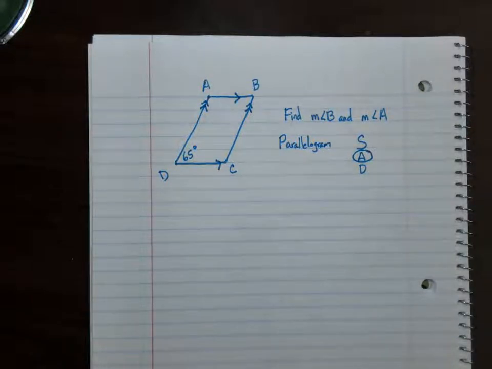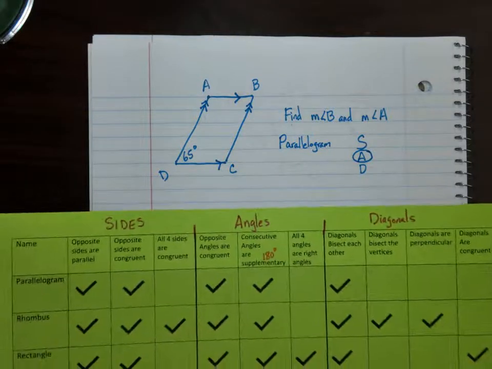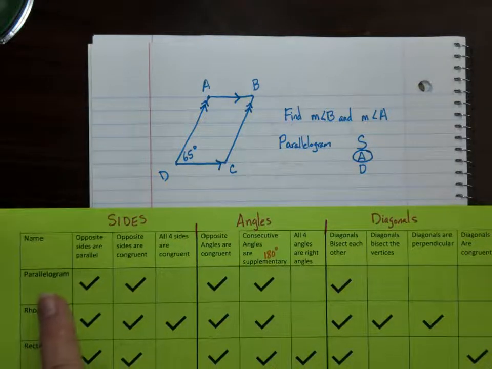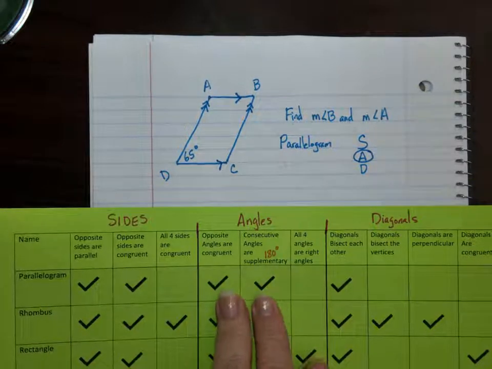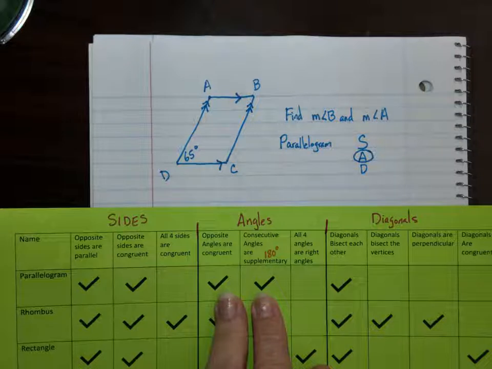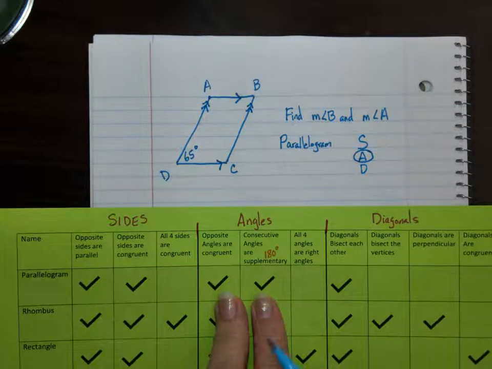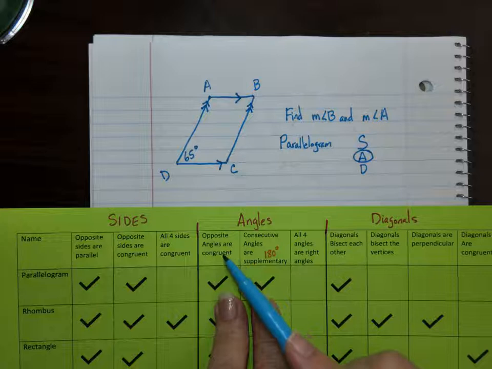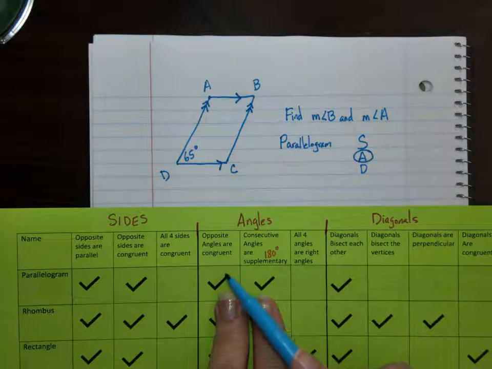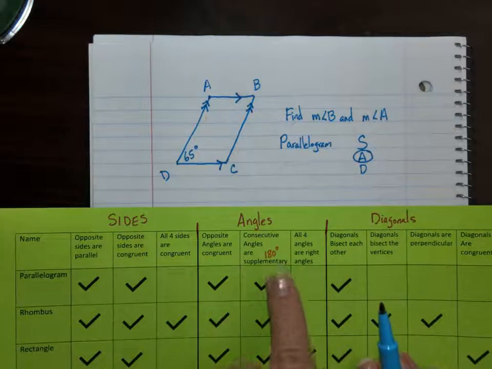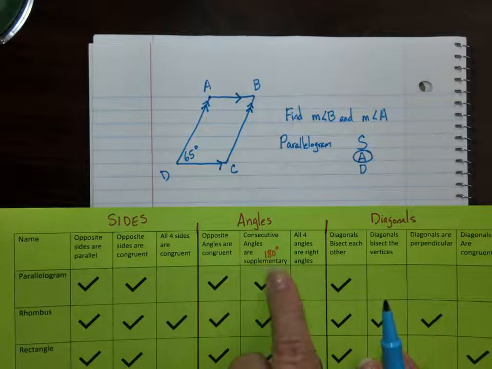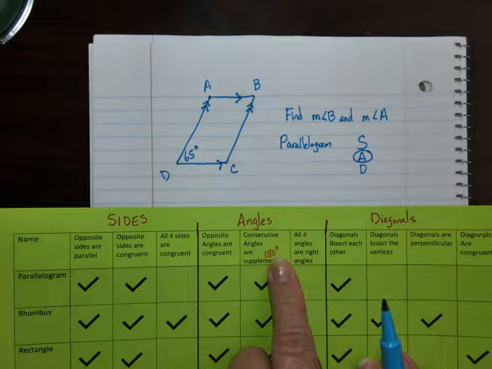Alright, so the next thing you do is you get your chart. We're on a parallelogram, and we're talking about the angles. So we've got to look at this part right here. It says opposite angles are congruent, and it says consecutive angles are supplementary. You might want to write this on your green paper as a reminder. Supplementary adds to 180. You might want to put a 180 on top of that word supplementary just to remind you.